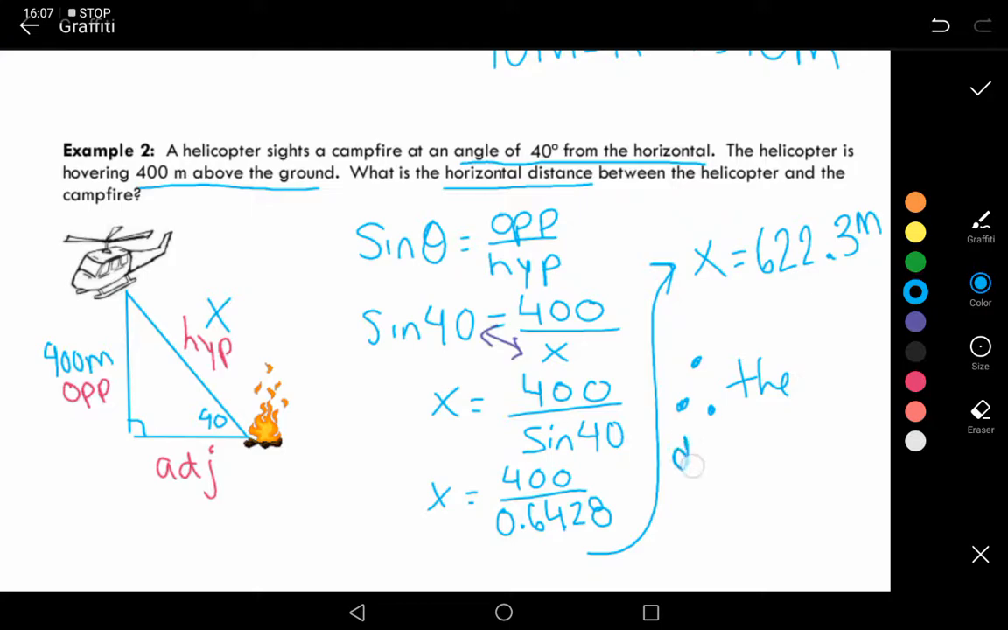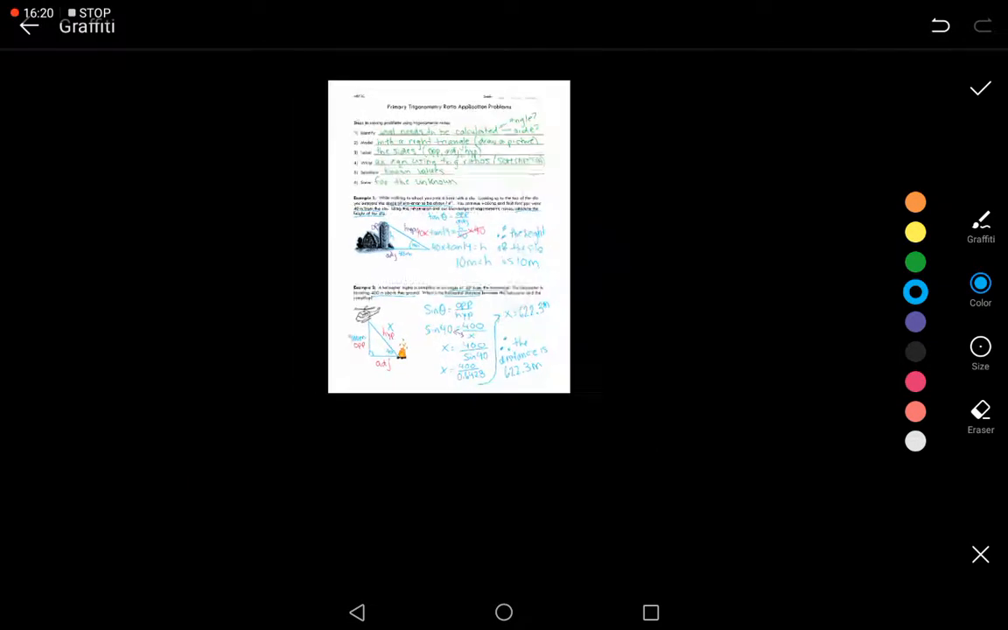You want to be more specific than this. I just don't have a whole lot of space. The distance is 622.3 meters. Okay, and we have a couple more examples here.